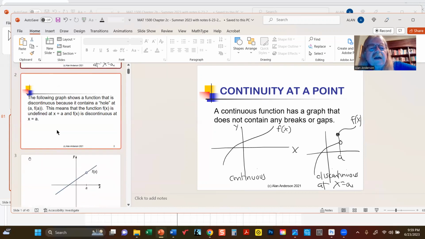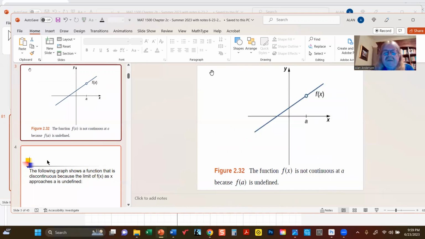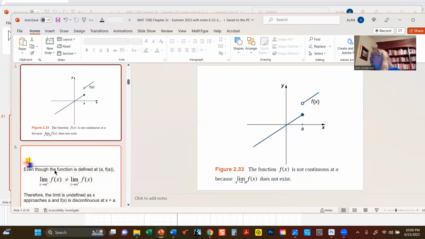And so that may not be a problem for whatever we're trying to do. So like, here's an example. Here's a function that is discontinuous at that one point. f of a is undefined. In other words, when x equals a, the function is undefined. And that's what we mean by discontinuous. And it doesn't have to be split like that. In other words, this one has two separate pieces. It's also discontinuous.